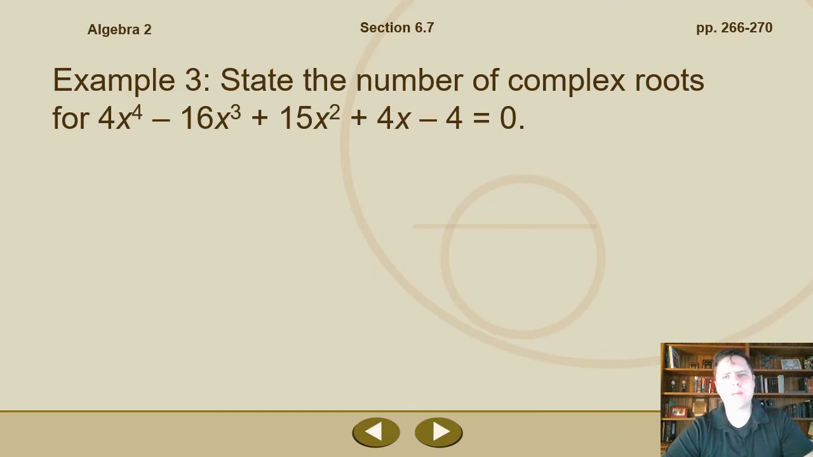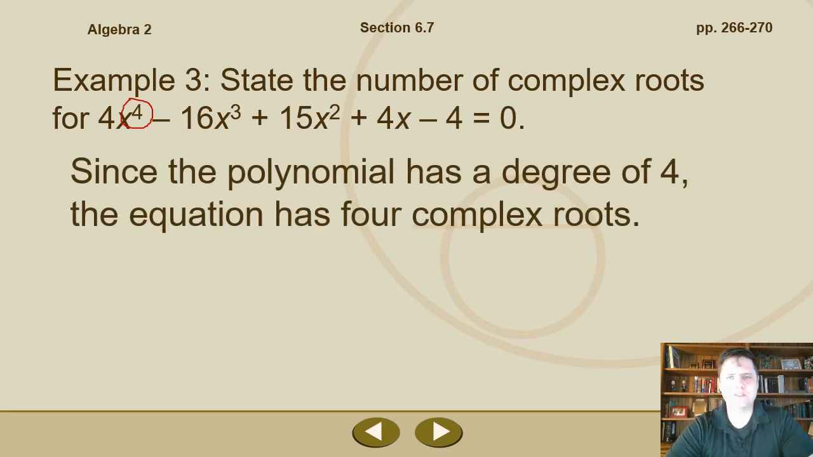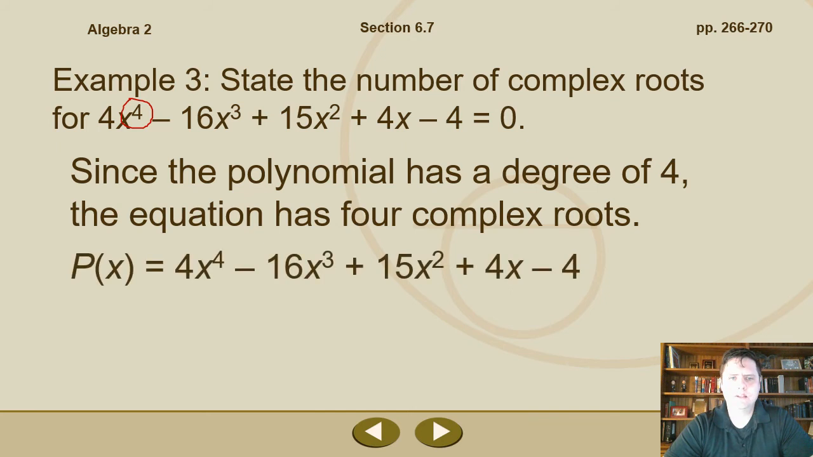So state the number of complex roots for 4x to the fourth minus 16x cubed plus 15x squared plus 4x minus 4. Well, all we have to do is look at the highest power of x, which is 4 here. So the answer must be 4. Since it's a degree of 4, the equation has 4 complex roots.